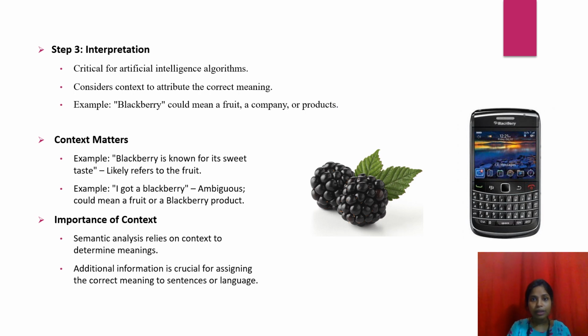For example, let's take a sentence. Blackberry is known for its sweet taste. It's clear that we are talking about the fruit, but in the next statement, I got a blackberry. It could be a fruit or a product from the company. So the computer uses context, or the surrounding words, to figure out the right meaning for the whole sentence or language. This helps artificial intelligence algorithms to understand what we are saying more accurately.